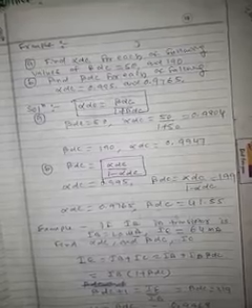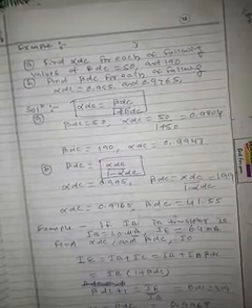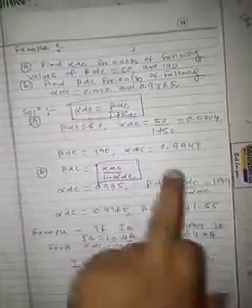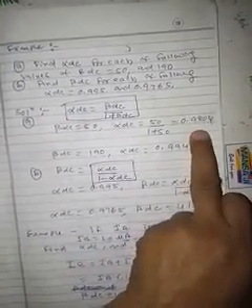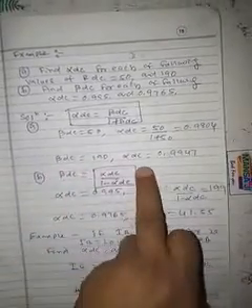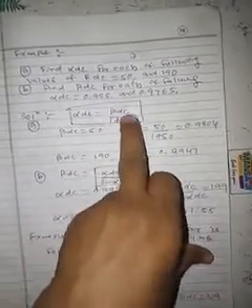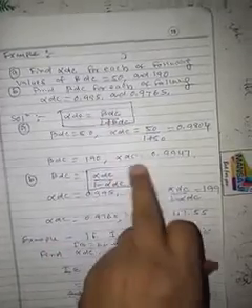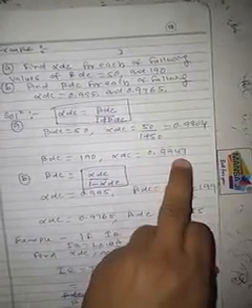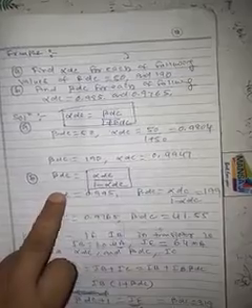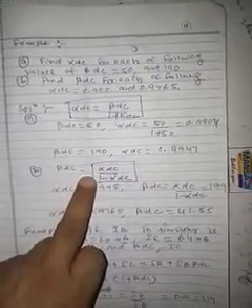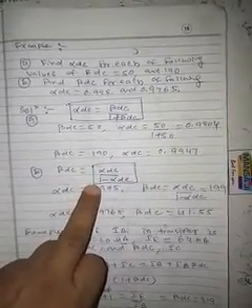Beta DC is 50, and alpha DC is 50 divided by 1 plus 50. Put in this equation, you will get 0.9804. For beta DC of 190, again put in the values here, you will get alpha DC equal to 0.9947. Similarly, beta DC is given by alpha DC divided by 1 minus alpha DC.